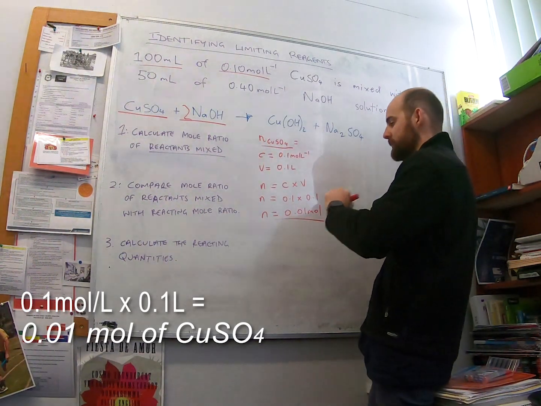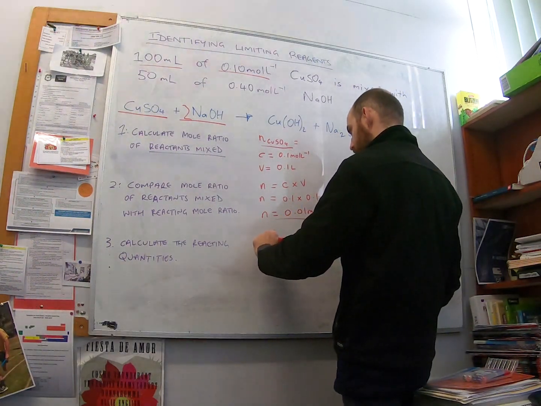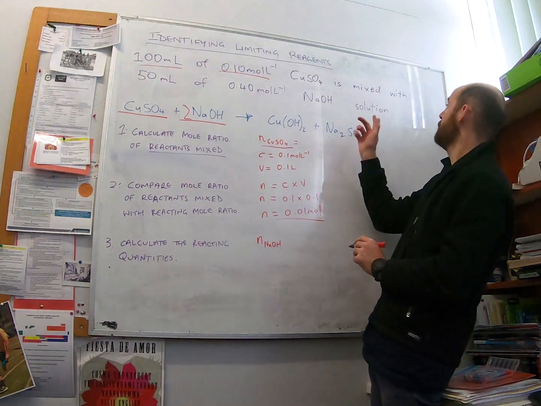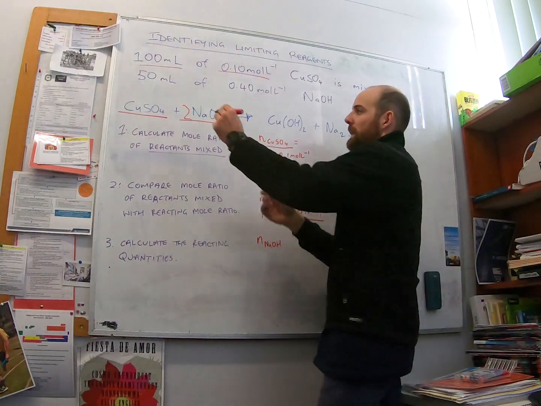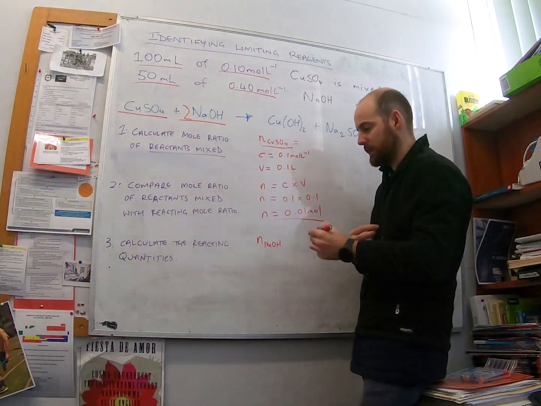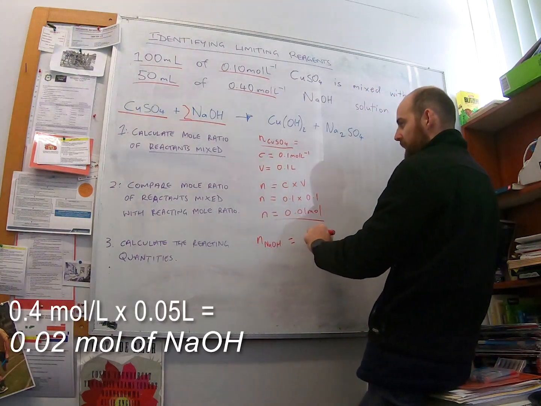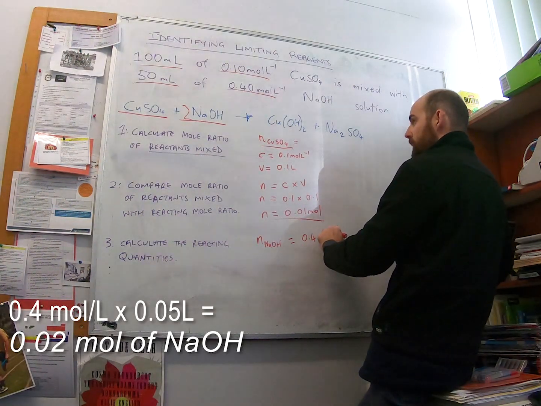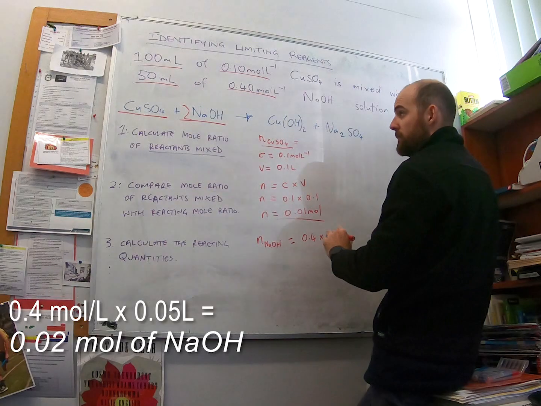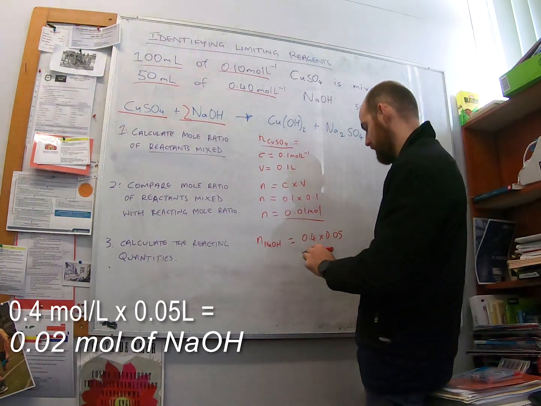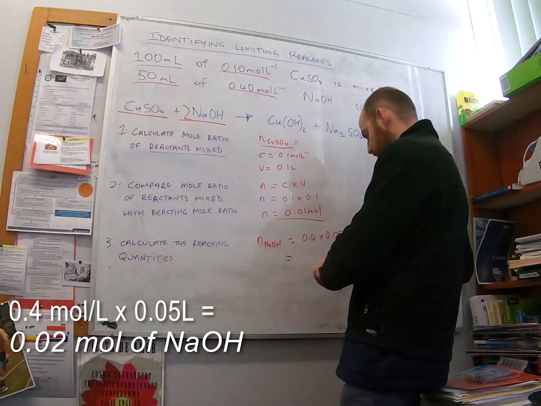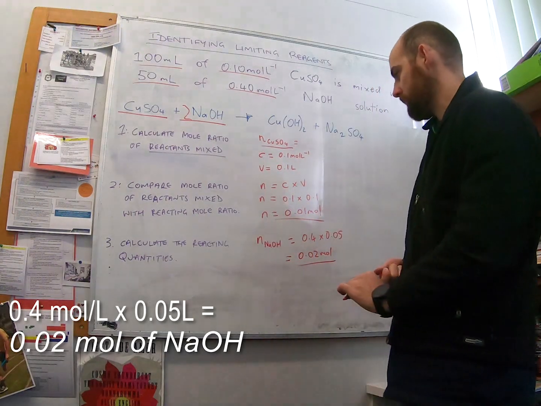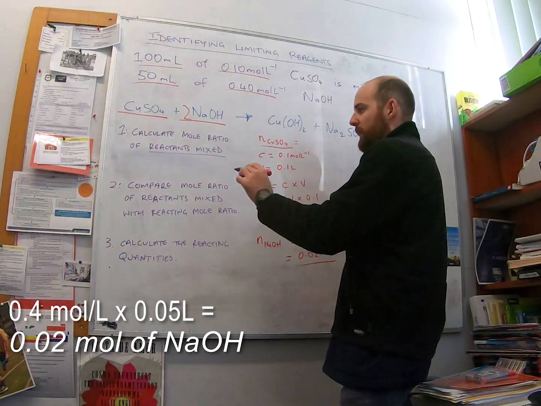For sodium hydroxide, we're given 50 mils at a concentration of 0.4. Same process, multiply them together. 0.4 multiplied by 0.05, because that's 50 mils in litres. 0.02 moles. So we've done step one. We've calculated the mole ratio of the reactants mixed.